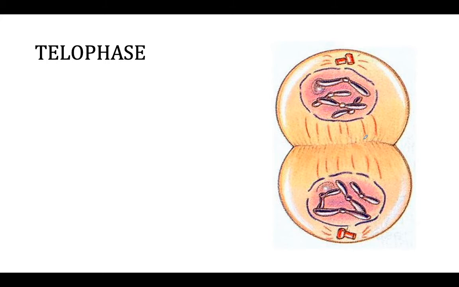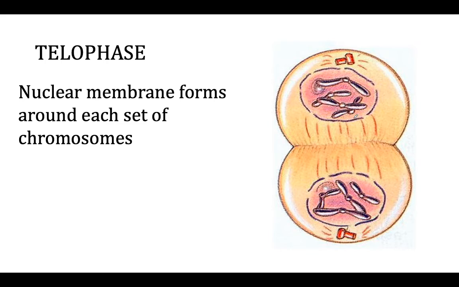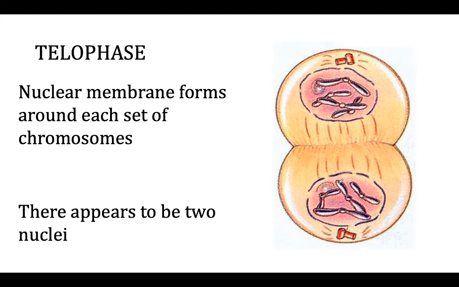Okay, telophase, our last stage of mitosis. After our daughter chromosomes were pulled to either side of the cell, a new nucleus, or a new nuclear membrane, starts to form around each of those chromosomes, right? So you've got a new nucleus forming within each part of that cell. It appears as if you've got two nuclei.